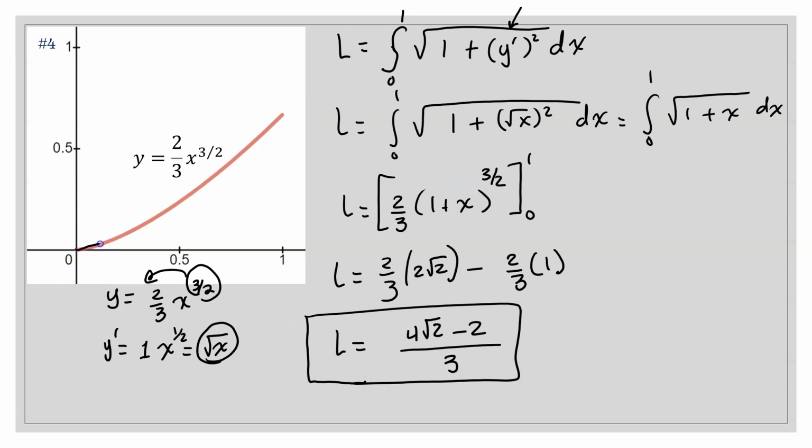So we just found this length right here to be 4 square root of 2 minus 2 over 3. That's pretty cool. We can find length of a curvy thing, not just straight things.